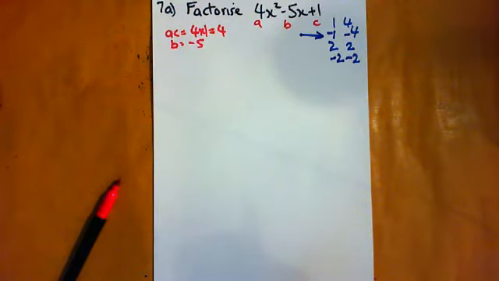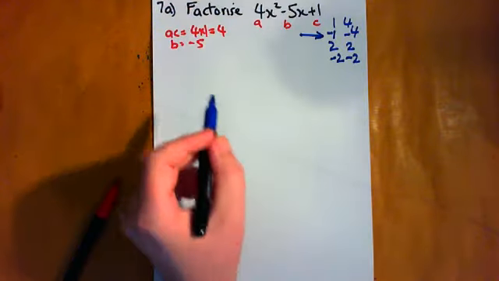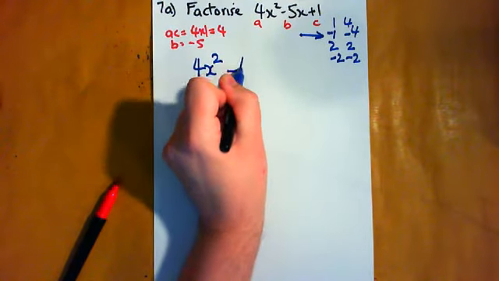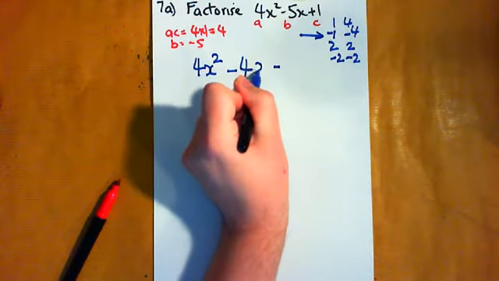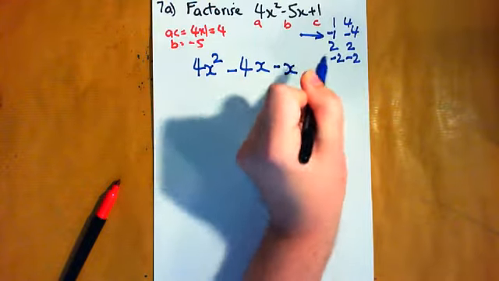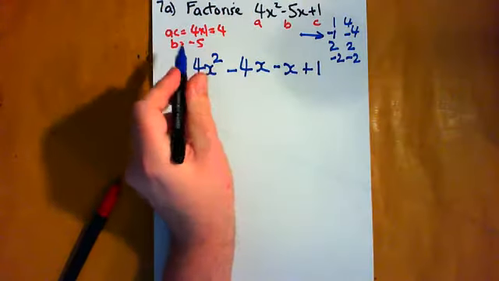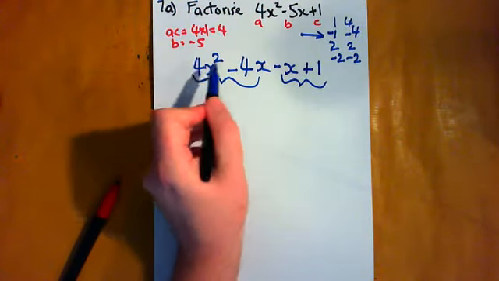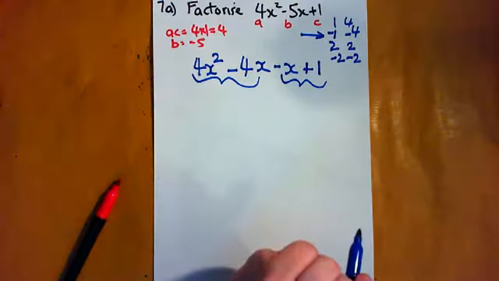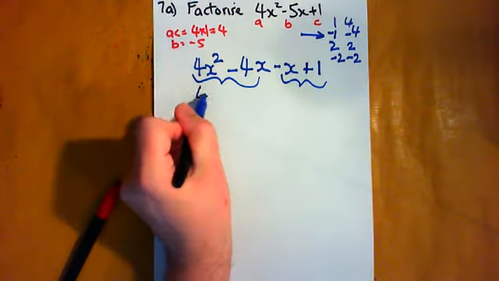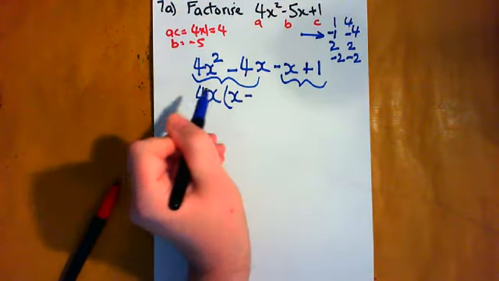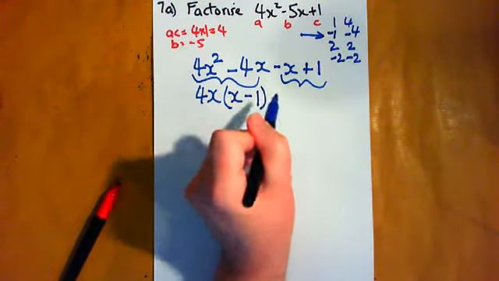Okay, so we're going to use that pair to split up that middle term. That -5x can be written as 4x squared minus 4x minus x plus 1. Now we will factorise in pairs. So out of this first pair, what's our common factor? That would be 4x, and 4x times x gives you your 4x squared, and 4x times -1 is -4x.